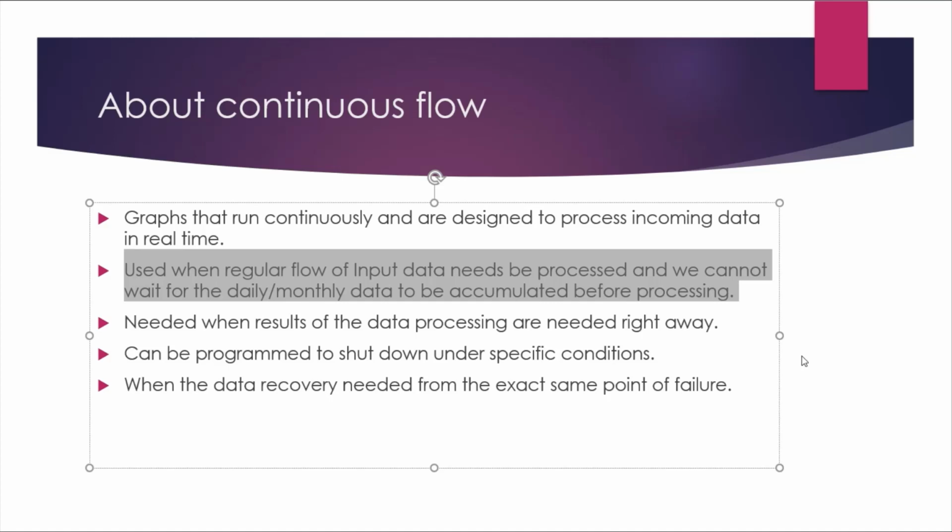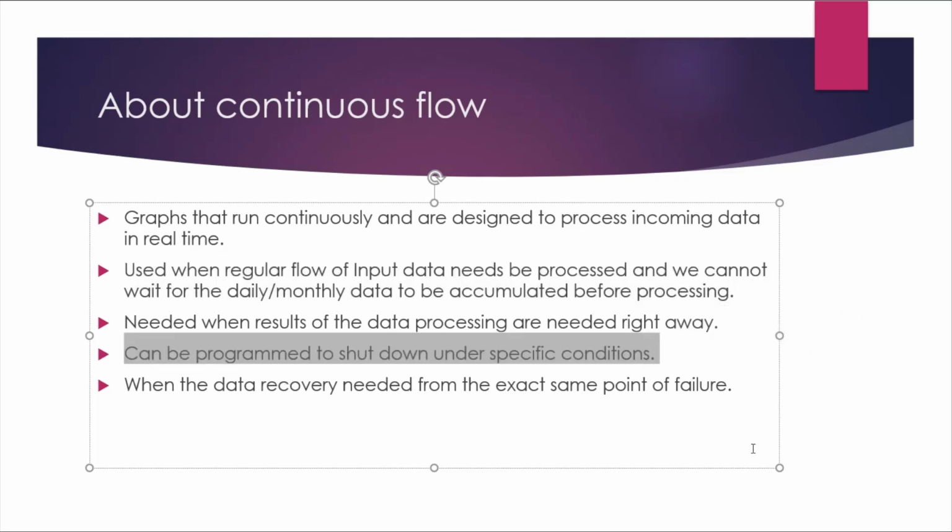So these graphs run forever. However, these graphs can also be programmed to shut down under specific conditions. That is the other thing. We can program the continuous graph such that it can shut down on the basis of some particular condition, like for some specific period of time. For example, we can program it such that it shuts down during night time, or if the data is not available for 6 hours, then it can be terminated. So like that we can program.